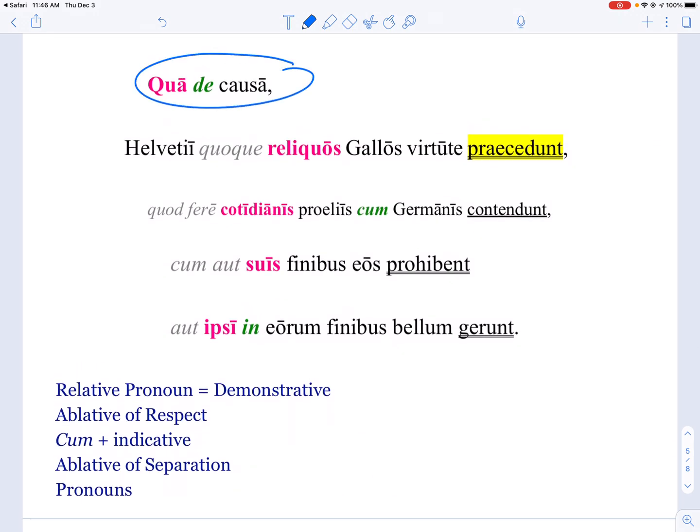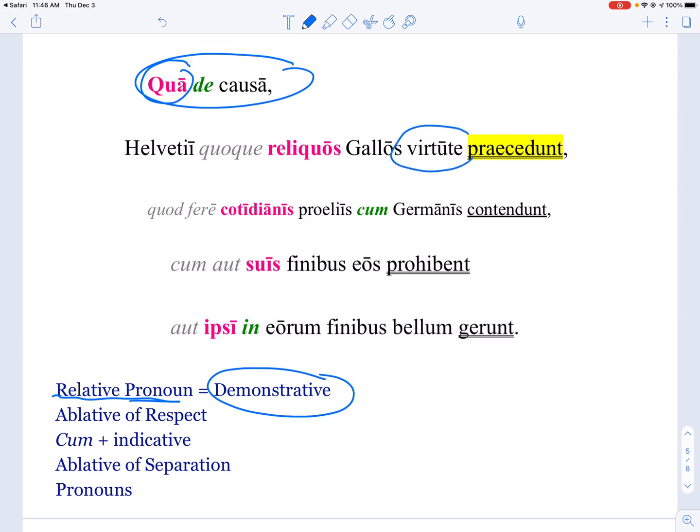This is an example where he starts with a relative pronoun, but you could translate that as a demonstrative. So literally this is "from which reason," but we would say "from this reason" or "for this reason." So if he starts a sentence with a relative, you can translate it as a relative, which is fine, but if it makes more sense to you to translate it as a demonstrative, that's fine as well.